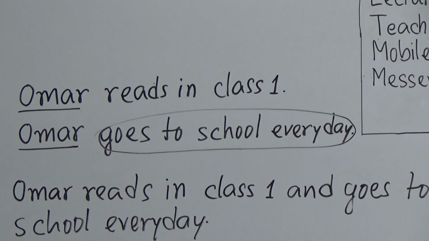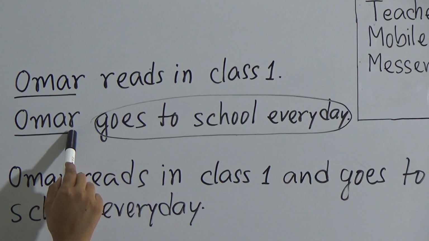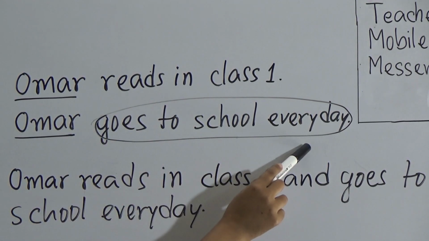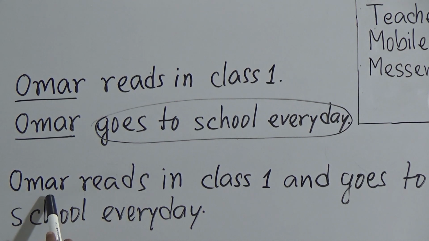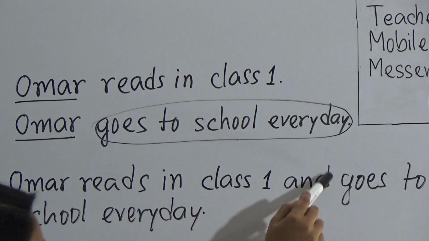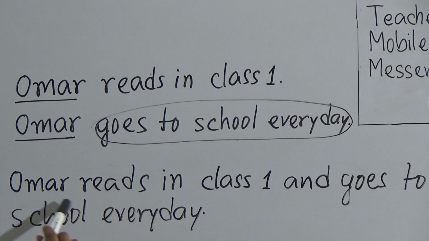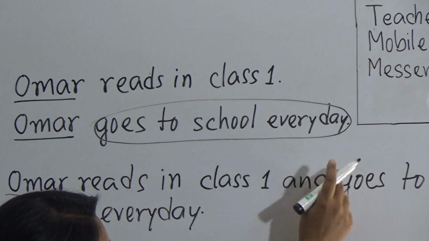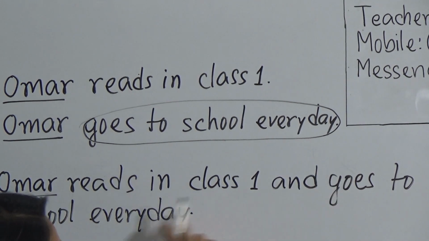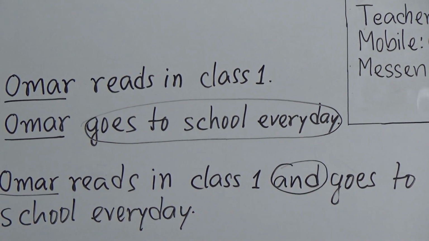Now look, we have joined two sentences which are about Omar. Omar reads in class 1, Omar goes to school every day. And here our sentence is Omar reads in class 1 and goes to school every day. So here we omit Omar because we are talking about the same person, Omar. So you don't need to write Omar again after and. And now look, we joined two sentences using the word and.